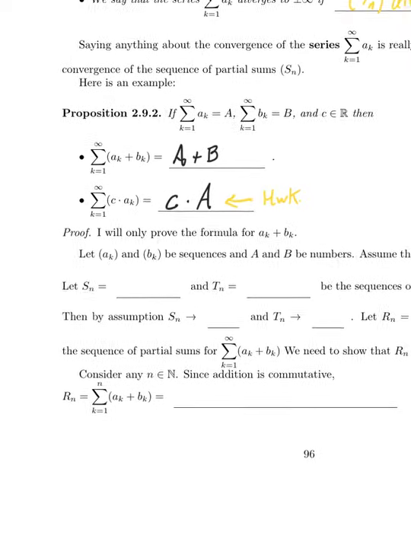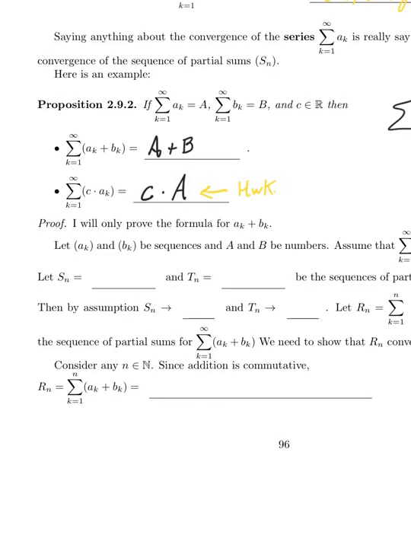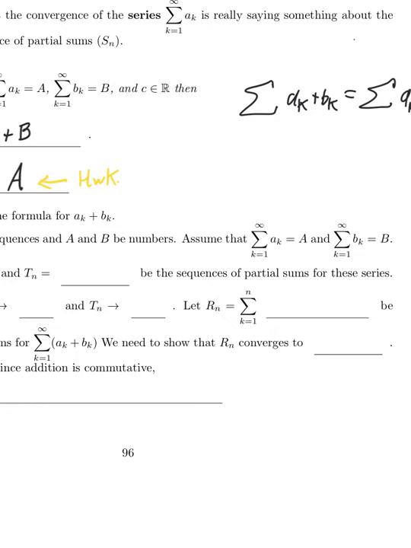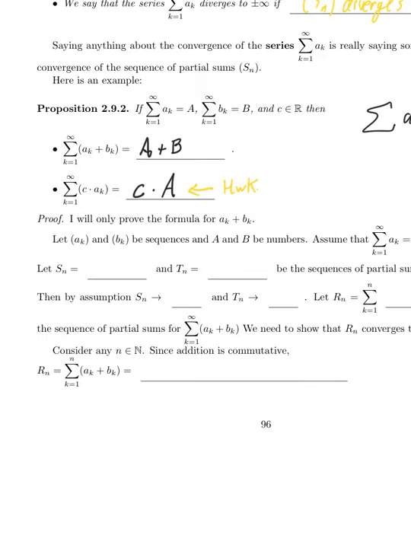So let's prove it. Let's prove the first of these two formulas. Let's let a_k and b_k be sequences. Let A and B be numbers. Let's assume that the sum of all of the a_k's is A and the sum of all of the b_k's is B. So that first line is just set up the givens.